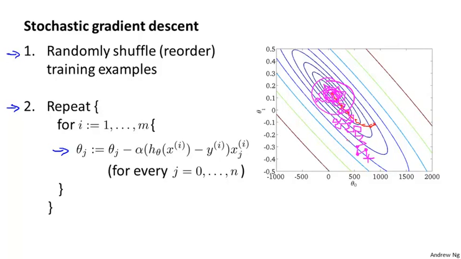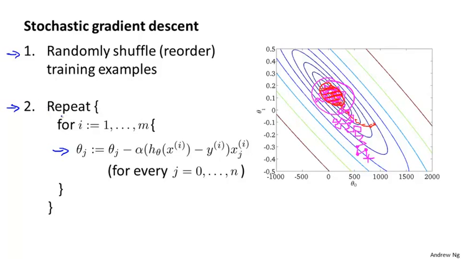But in practice, this isn't a problem because, so long as the parameters end up in some region pretty close to the global minimum, that will be a pretty good hypothesis. And so usually running stochastic gradient descent, we get a parameter near the global minimum, and that's good enough for essentially most practical purposes.